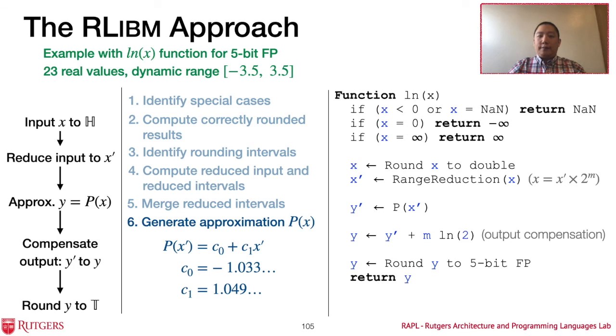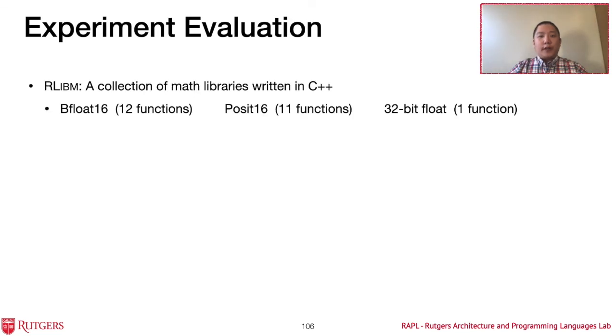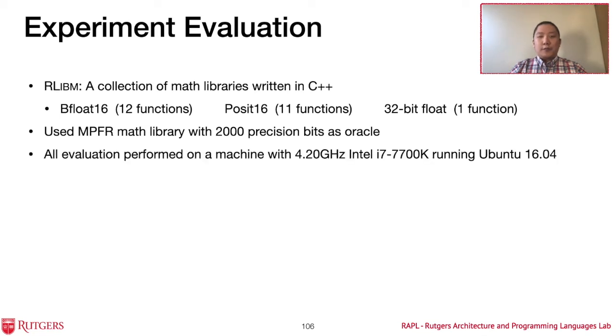Using this approach, we created RLibm, a collection of math libraries that provide several math library functions for bfloat16, posit16, and 32-bit float representations. We used the MPFR math library with 2000 precision bits for the oracle to compute the correctly rounded result. All of our experimental evaluations were performed on a machine with a 4.2 GHz CPU running Ubuntu 16.04.